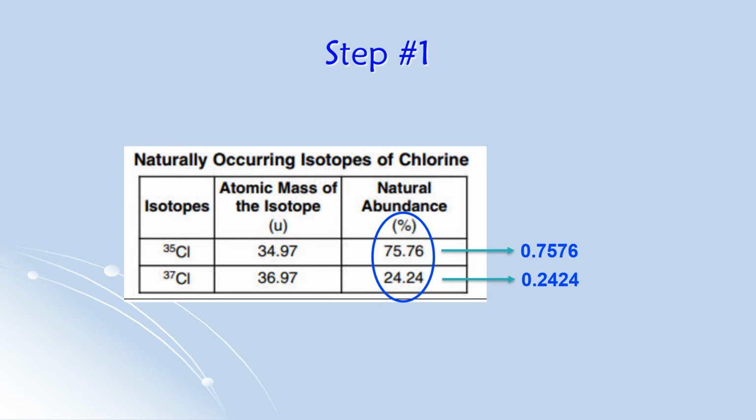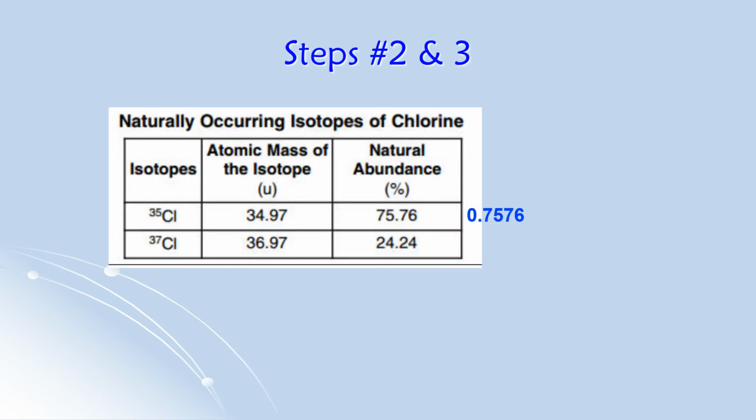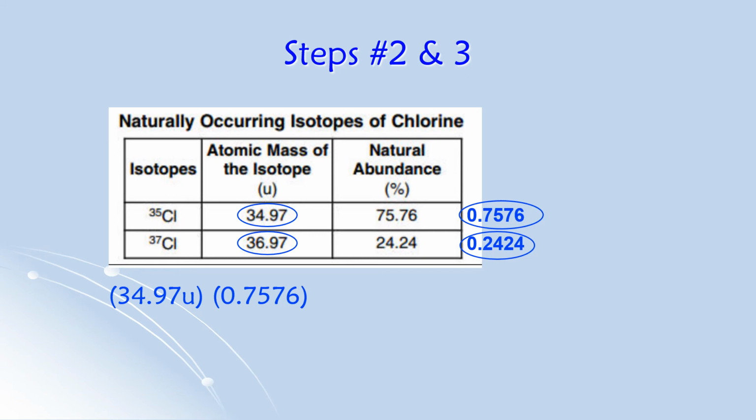Now, we move on to step number 2 and step number 3. So step number 2 is we already have these abundances, right? So we take those abundances and we multiply them with the atomic mass. So let's first do that for chlorine 35. Here's the atomic mass and here's the abundance. I multiply both of them. And then I go ahead and do the same for chlorine 37. Here's the atomic mass and here's the abundance. I multiply both of them. And then your step number 3 would be to add your answers.